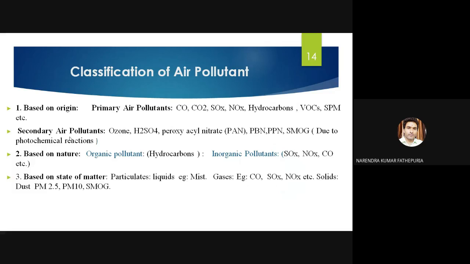Then there are secondary air pollutants. Once the primary pollutants are released into the atmosphere, they react with the atmospheric gases and form the secondary pollutants. These are the secondary air pollutants, like ozone, H2SO4, peroxyacyl nitrates, PAN, PBN, PPN, and smog, right? Due to the photochemical reactions, the smog is generated. These are the secondary pollutants.